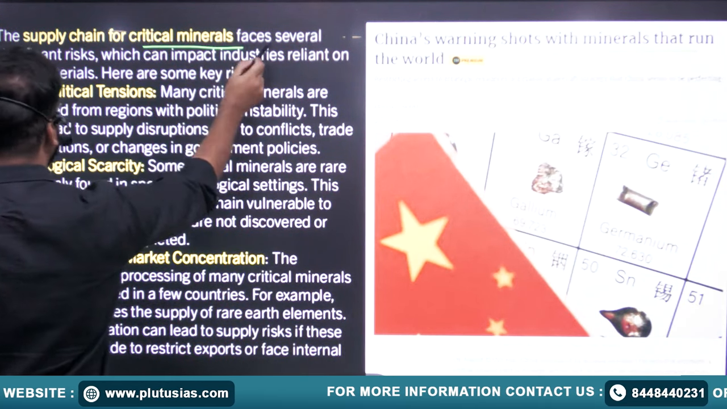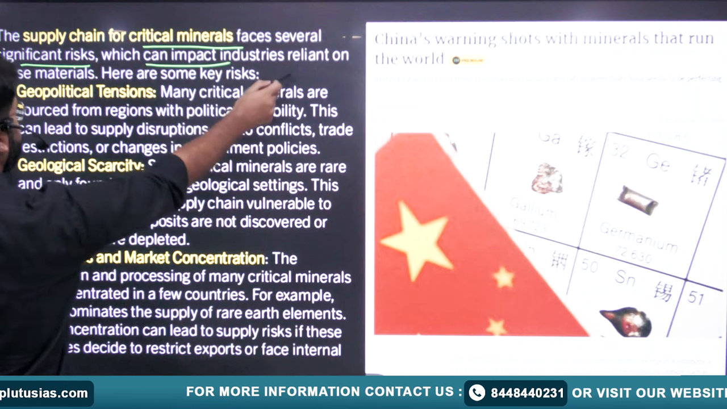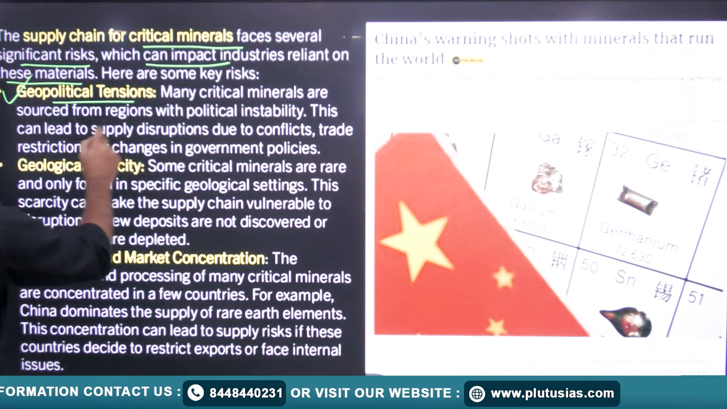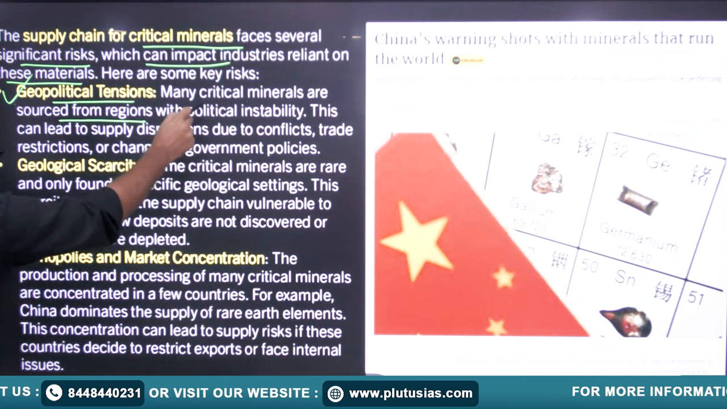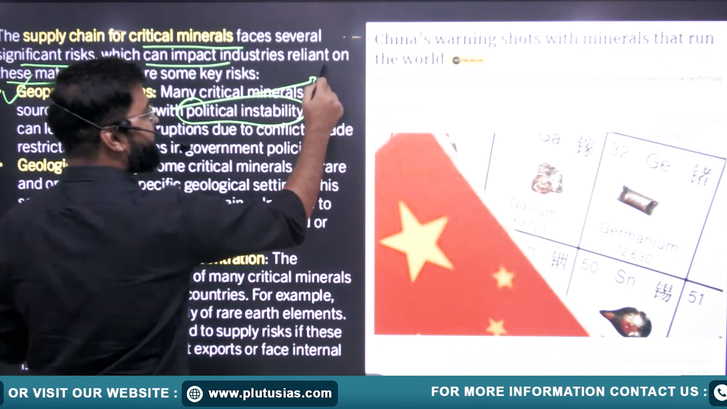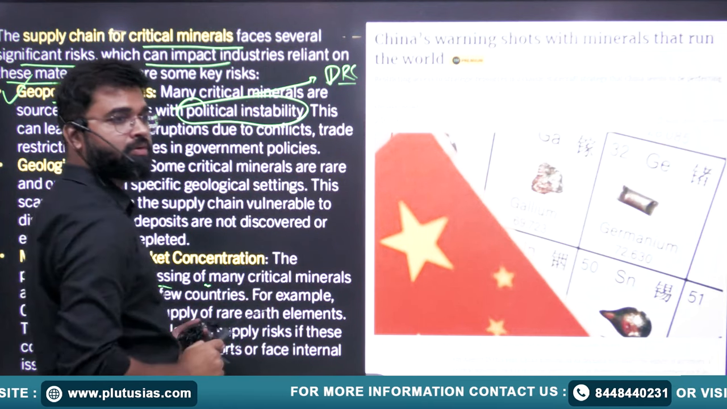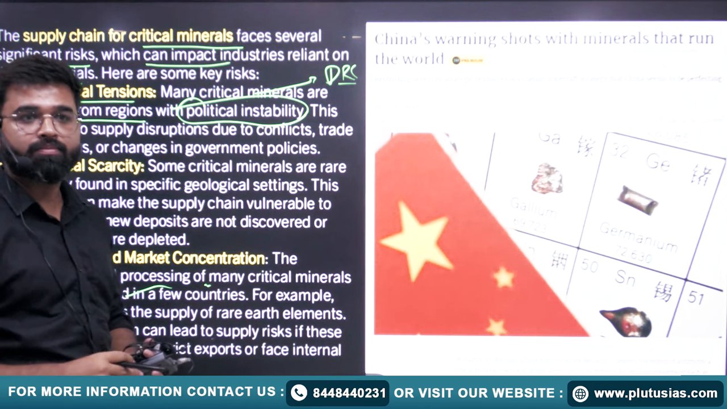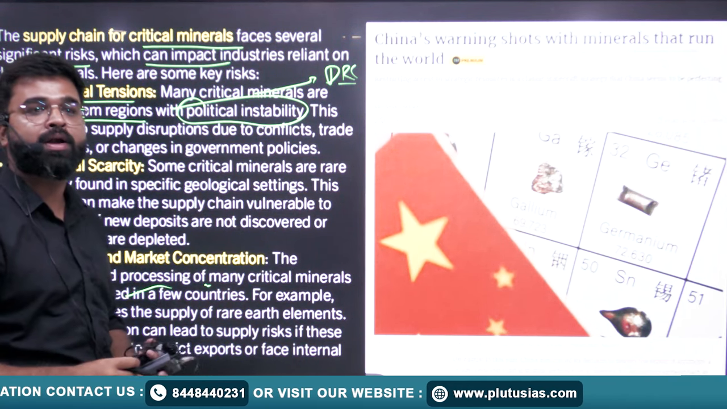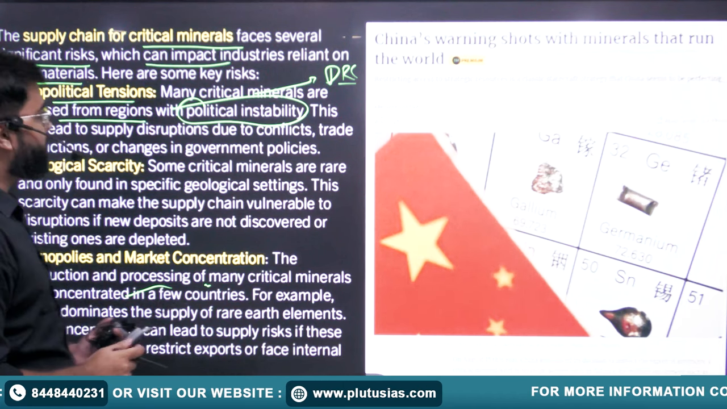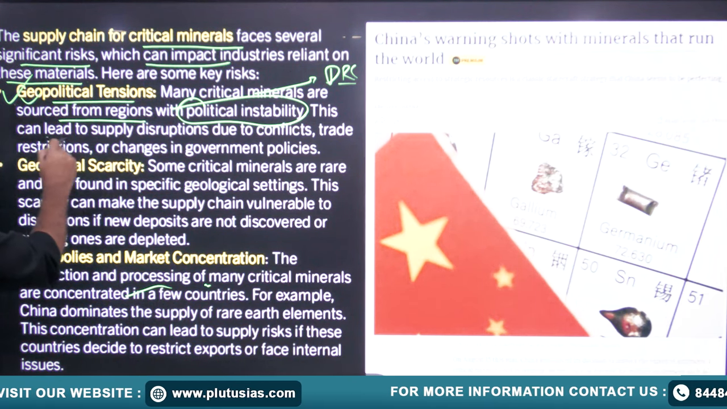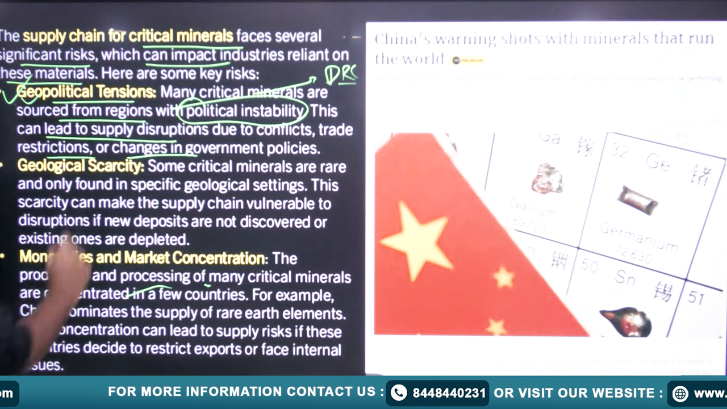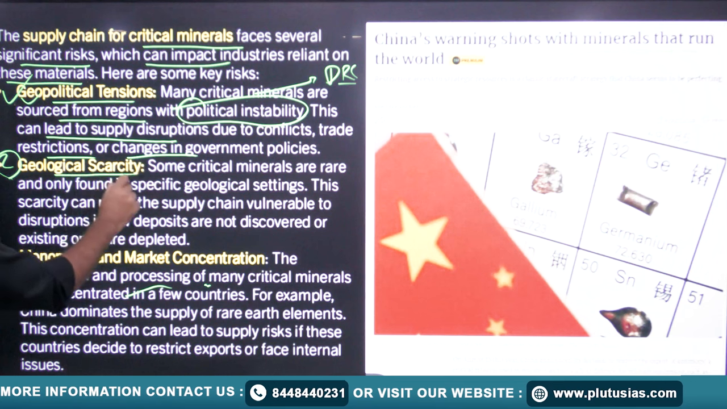The supply chain for critical minerals faces several significant risks which can impact the industries reliant on them. First, geopolitical tension. Many critical minerals are sourced from regions with political instability, for example the Democratic Republic of Congo. There is political instability there. For cobalt, the entire supply chain is concentrated in the Democratic Republic of Congo. This can lead to supply chain disruption due to conflict, trade restrictions, and changes in government policies.